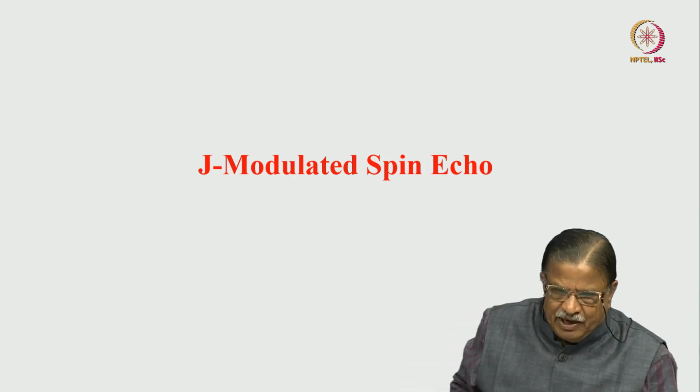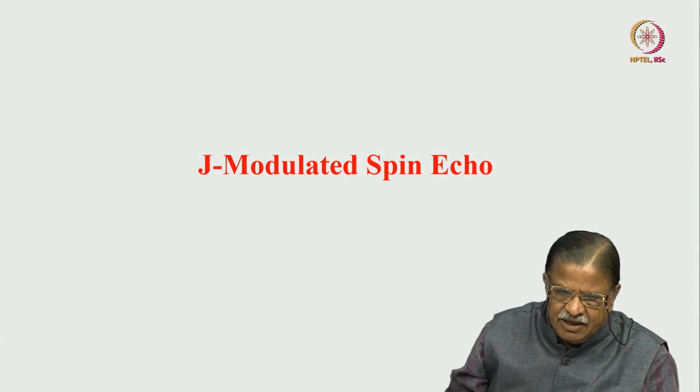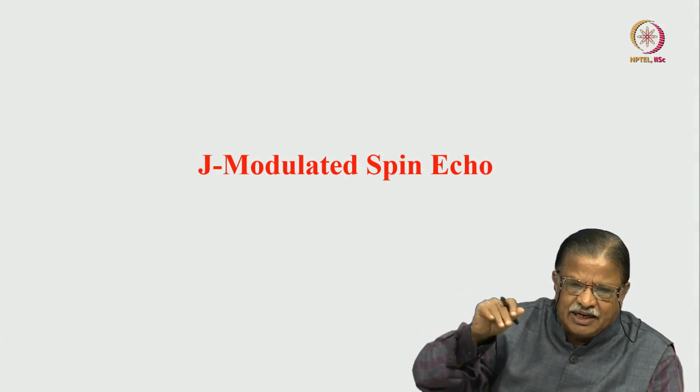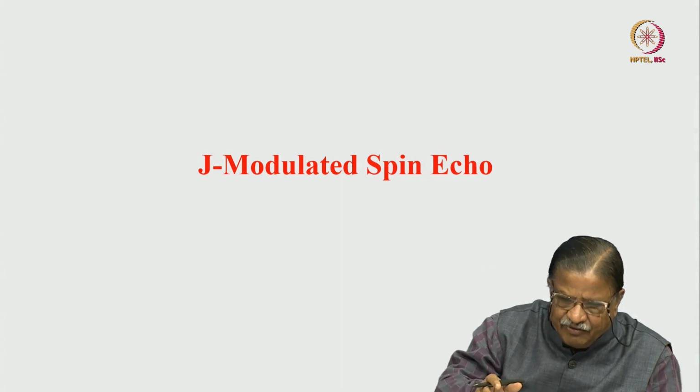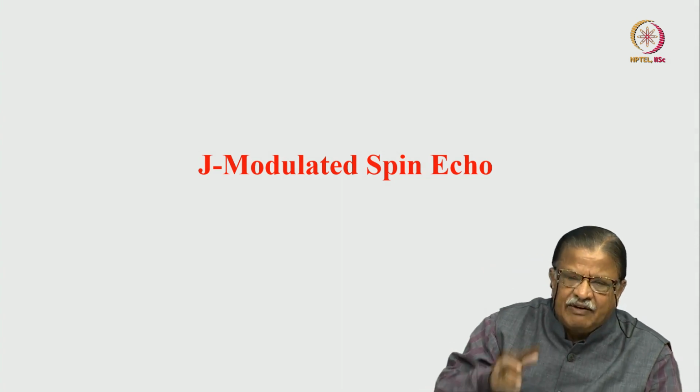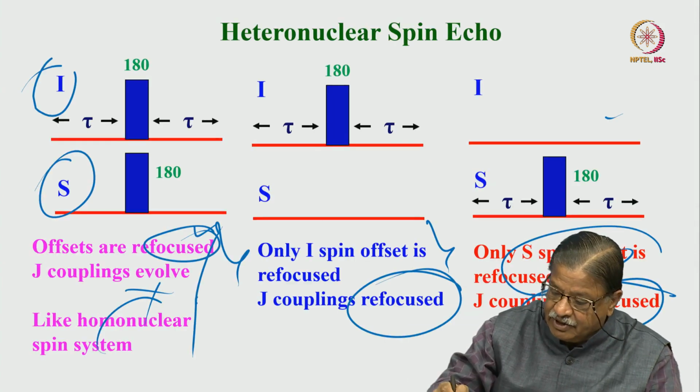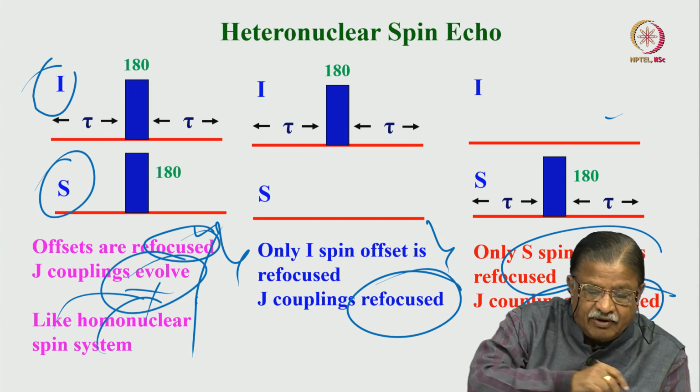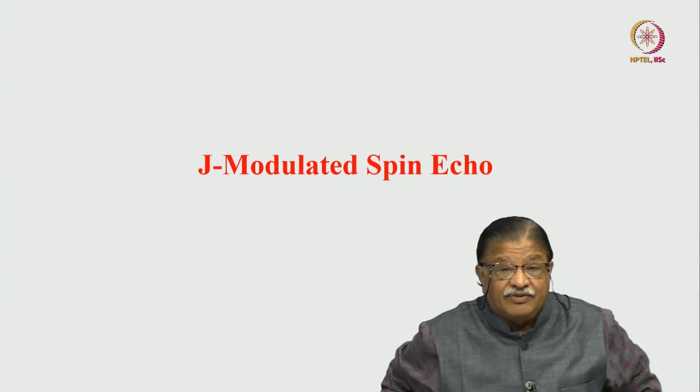Alright. With this idea, we now understand what will happen in the spin echo case. Spin echo, as a summary, is just a 90 tau 180 tau sequence, depending upon whether you are applying it to a homonuclear spin or heteronuclear spin. If it is a homonuclear spin, chemical shift will refocus, J coupling will not refocus. If it is a heteronuclear case, if a 180 pulse is applied on one of the spins, J will refocus. Whereas if applied simultaneously on both, J will continue to evolve. That is it. Okay, now we will see some J modulation of spin echo.